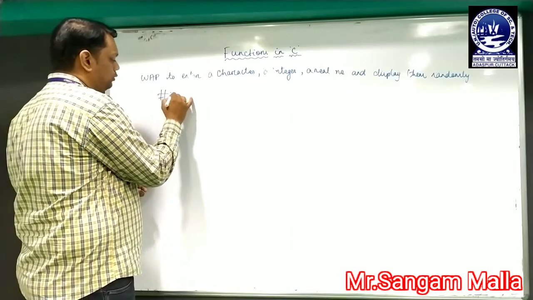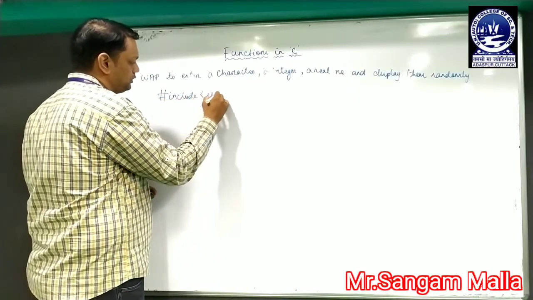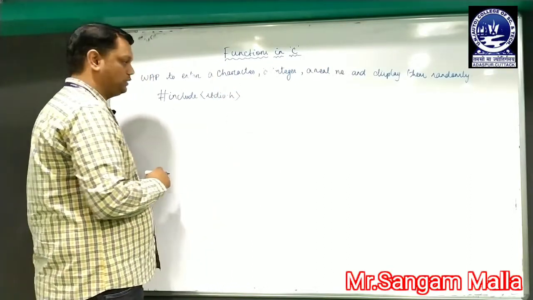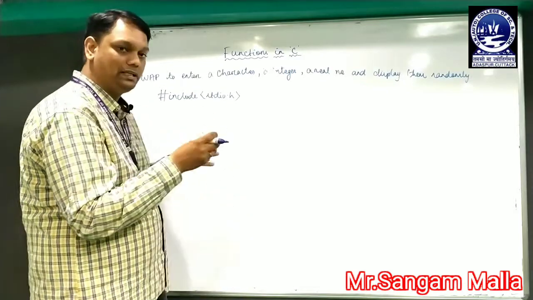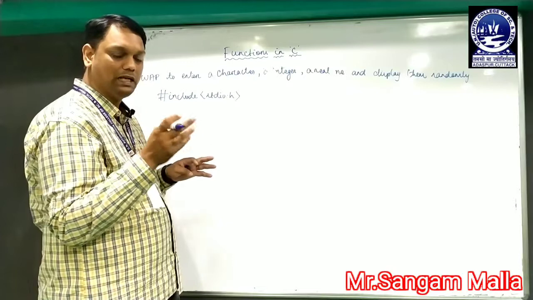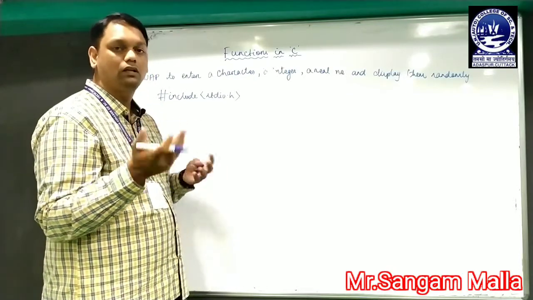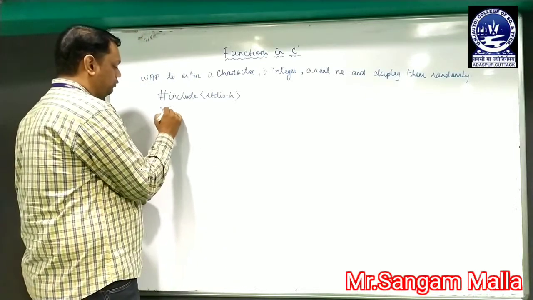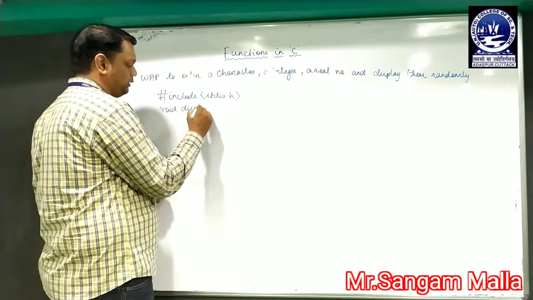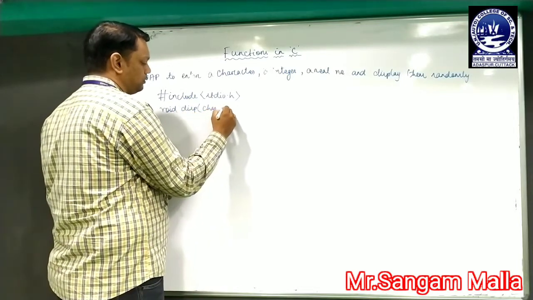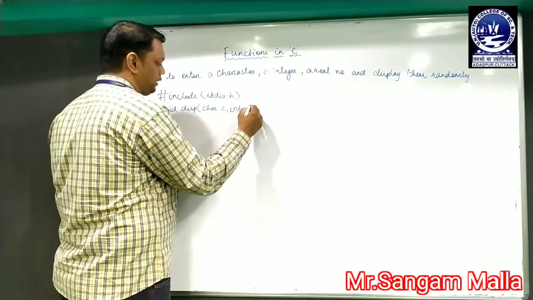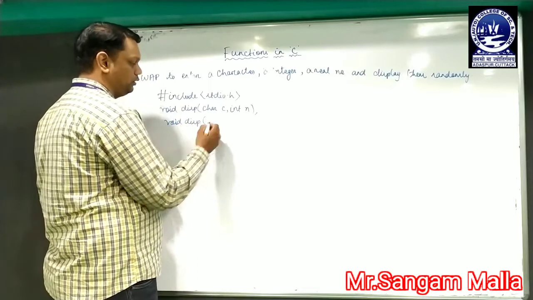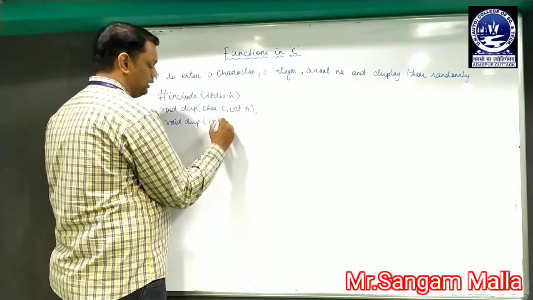So include stdio.h. This is the general syntax of writing a program. Now I have to declare the functions. So in this program I will take the same function name with different accepting values. Let's say I will take display as a function. So void display with character c, int n. I will take another display function with int n, float p.